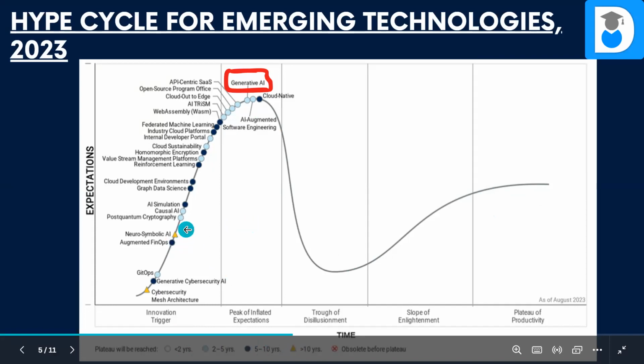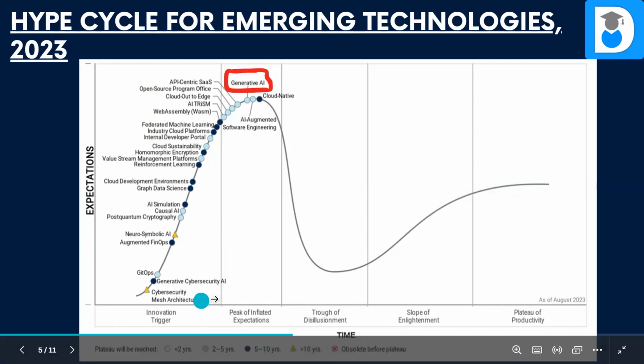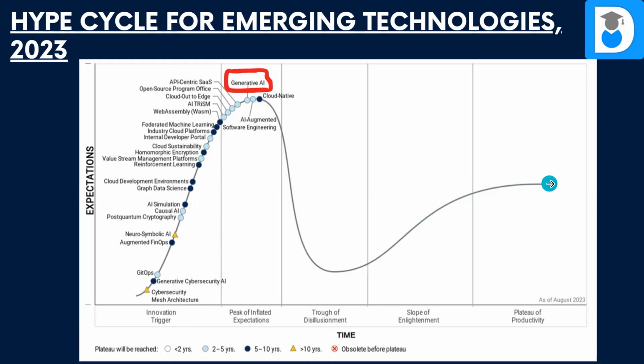You can see more than 10 years: neuro-symbolic AI and cyber security mesh architectures. These emerging technologies will take at least 10 years to reach this. So don't get into any of these things currently. And then some technologies that are cross-marked in red, they die here. They reach till here and they die. They do not bounce back and reach the productivity stage.